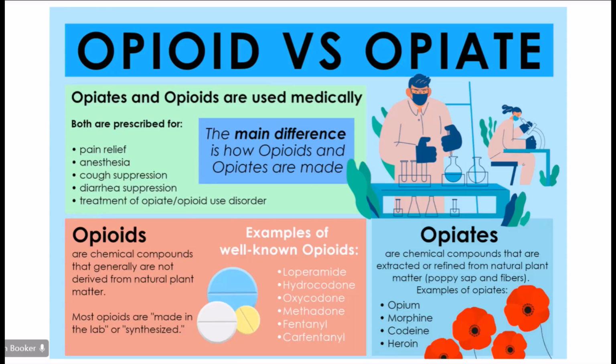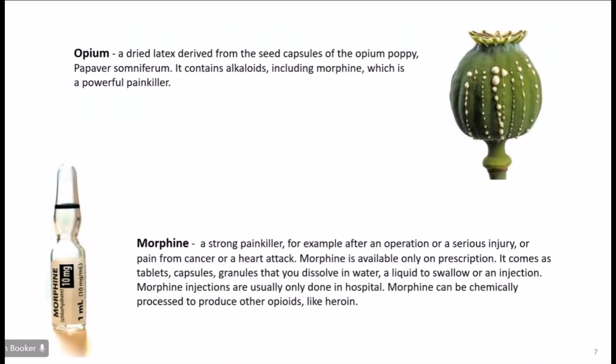Opiates are chemical compounds that are extracted or refined from natural plant matter, poppy sap, and fibers. Examples of opiates are opium, morphine, codeine, and heroin. Opium, a dried latex derived from the seed capsules of the opium poppy, Papaver somniferum. It contains alkaloids, including morphine, which is a powerful painkiller.